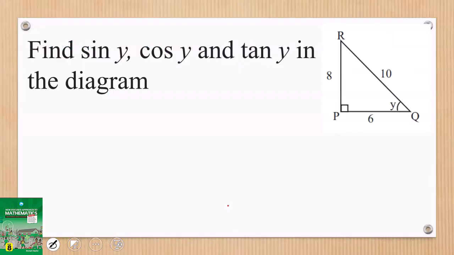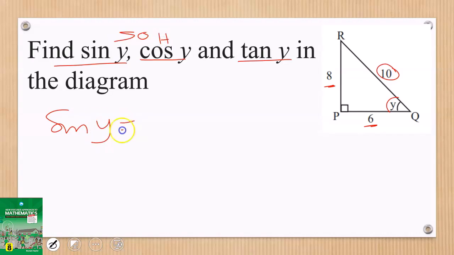Now let's take a question like this. We have a right angle triangle here. They've given us the longest side, being the hypotenuse, as 10, and then the opposite of this angle is given as 8, and the adjacent is given as 6. They want us to find sine y, cos y, and tan y. Now for sine y, remember we said sine goes as SOH.